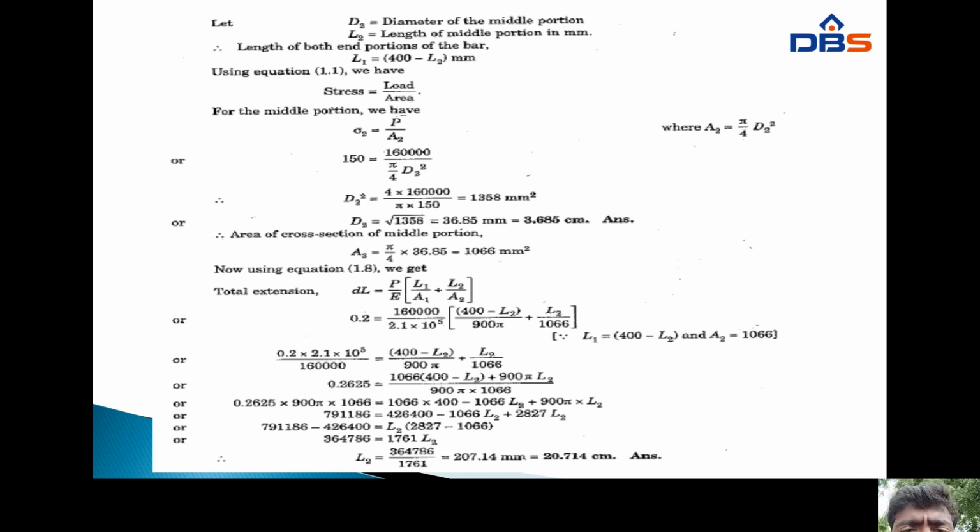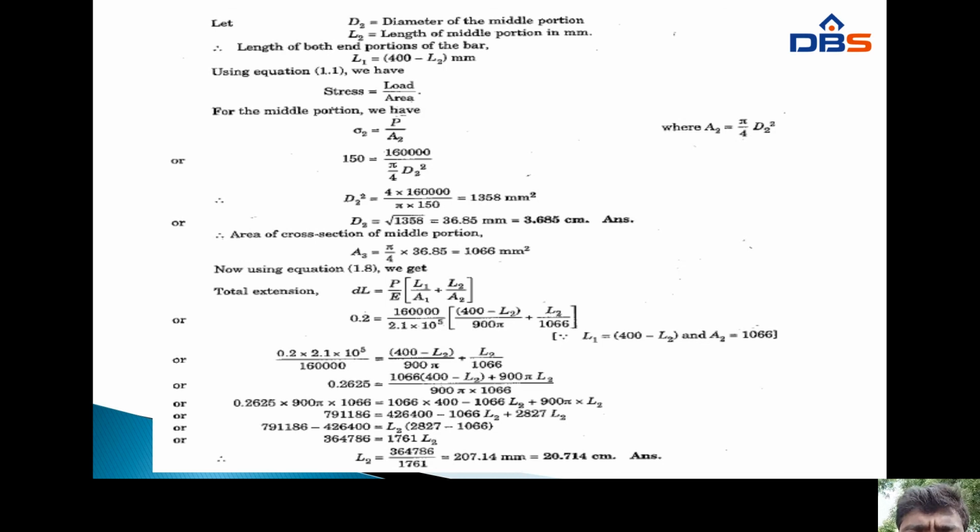to 1066 mm square. The total extension dL equal to P by E into (L1 by A1 plus L2 by A2). 0.2 equal to, with P value, E value, L1 value, A1 value, L2 value and A2 value substituted in this equation. Therefore, L1 equal to 400 minus L2, and A2 equal to 1066. From this equation, the L2 value is 20.714 centimeters, that is 207.14 mm.